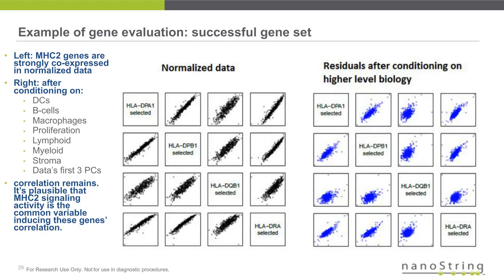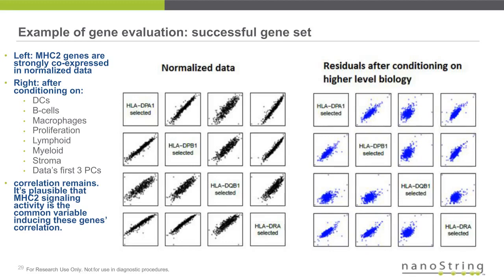We regress on signatures for the abundance of a number of antigen presenting cell populations, as well as other variables that we know broadly influence gene expression. The amount of proliferation in a tumor, general signatures of lymphoid and myeloid abundance, stroma signature, and then just for good measure the first 3 principal components of the data. And what we see is after conditioning on these 10 pretty powerful variables, that explain quite a lot of the transcriptome, on the right we see that much of the correlation amongst these 4 genes remains.